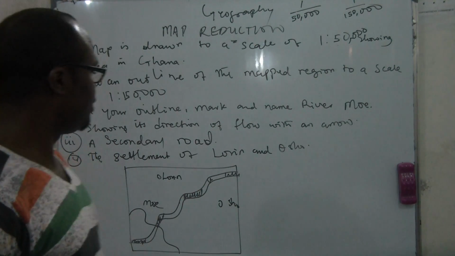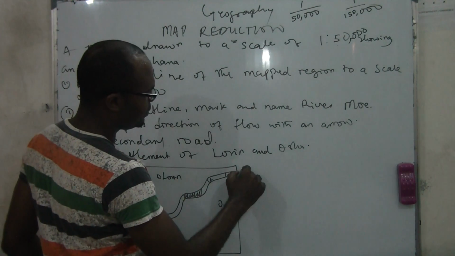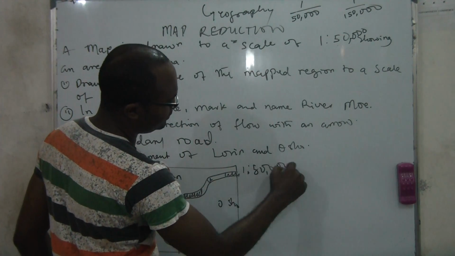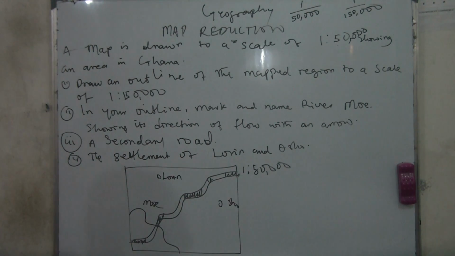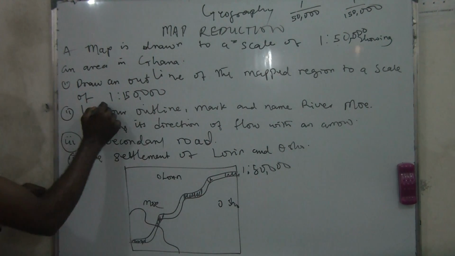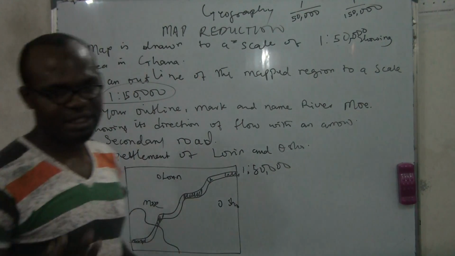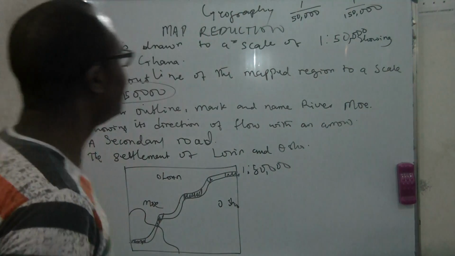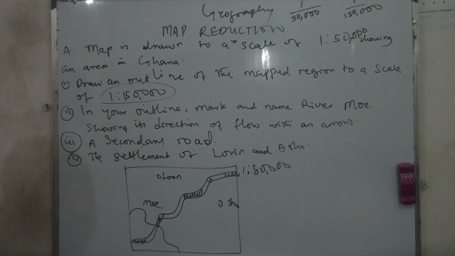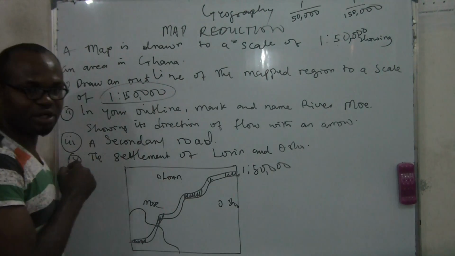So if this is what is given, and this is the scale of 1 to 50,000, how do you replicate it to this scale? We found out that the factor is 3 times. So you're supposed to reduce this one by 3 times, is it not? So what do we do first? We measure this.